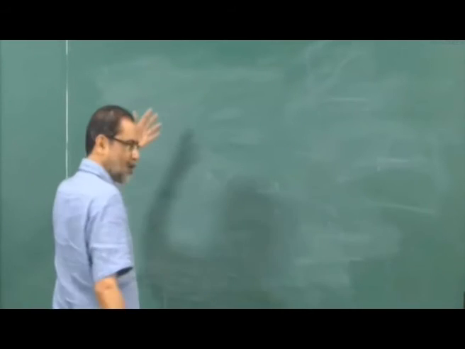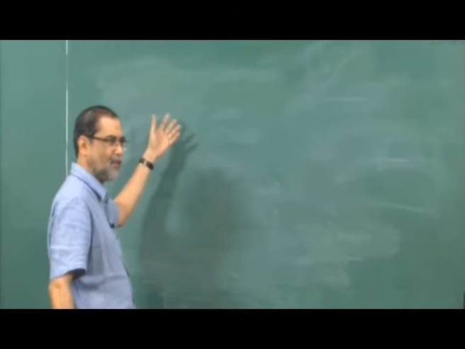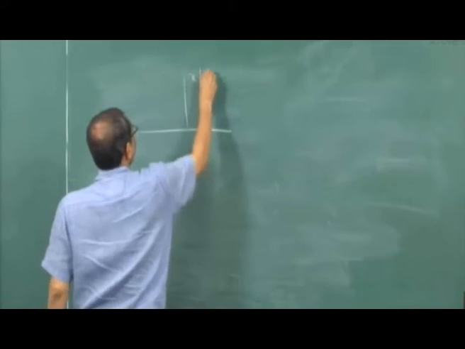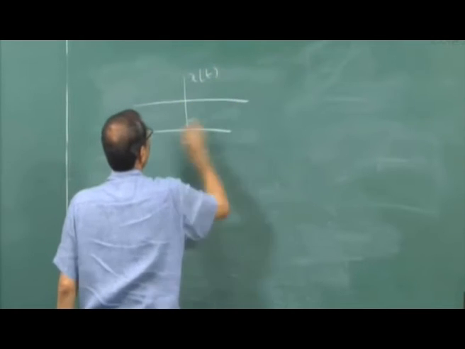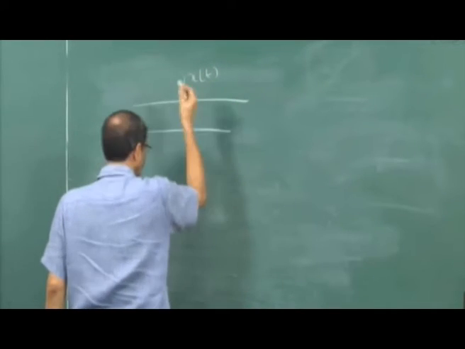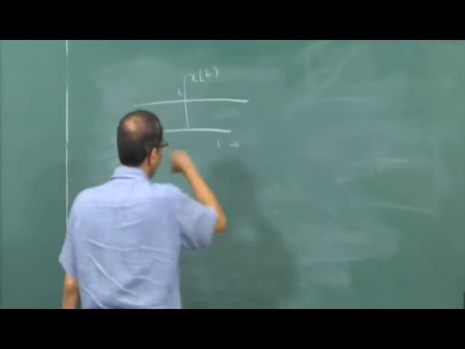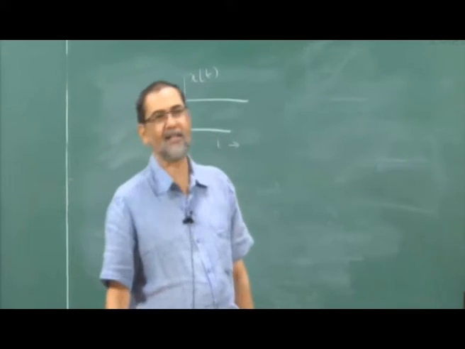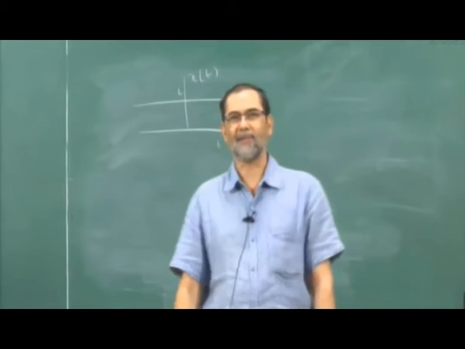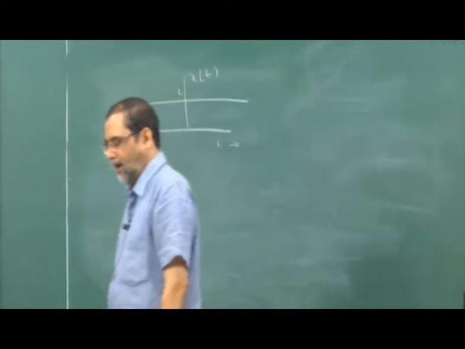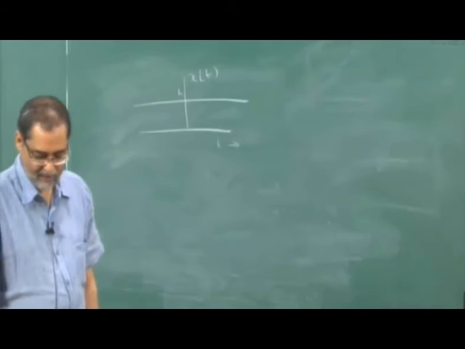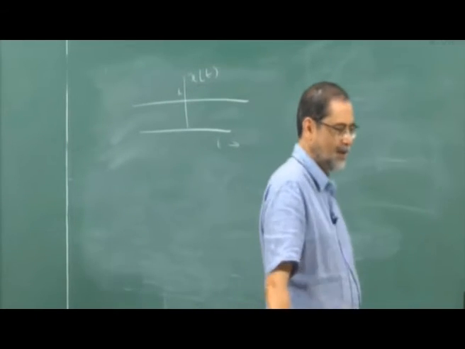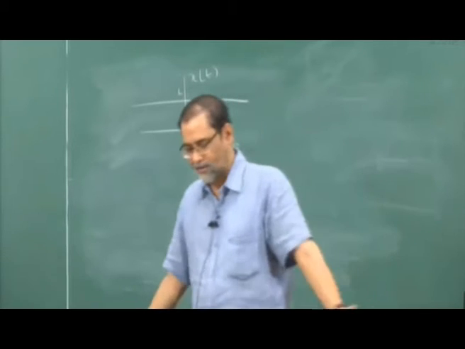So let me draw that on the board. I don't know if you can see the board here. The question is, if x(t) is constant for all times, let's say some value 1, take it as 1. If I convolve this with itself, what happens? Is that the correct way of putting the question? x(t) is constant.